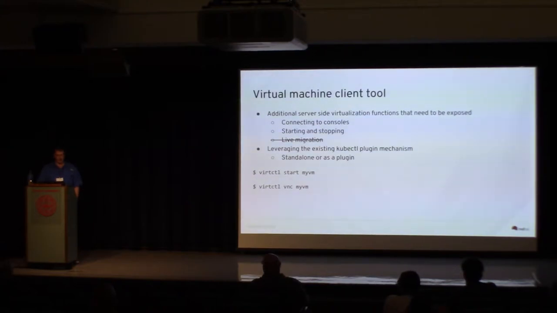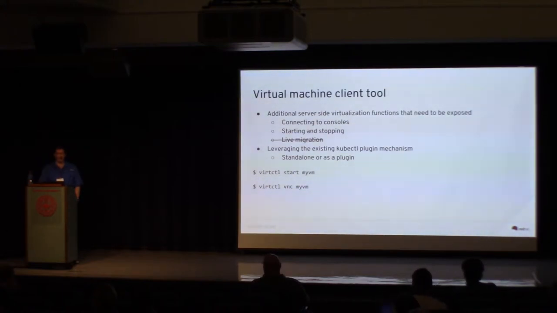So looking at the virtual machine client tool, this is virt control. One of the things that I have glossed over at this point is we're looking at virtual machine instances versus virtual machines. These are two different kinds of records. A virtual machine is kind of a static template for a virtual machine instance. Point being, in Kubernetes world, if you start a pod or stop a pod, you're basically creating or deleting a resource. And so that's what our virtual machine instance is. It's kind of an analogy to that.